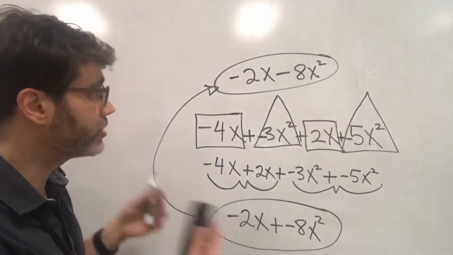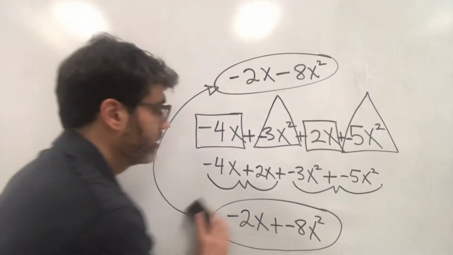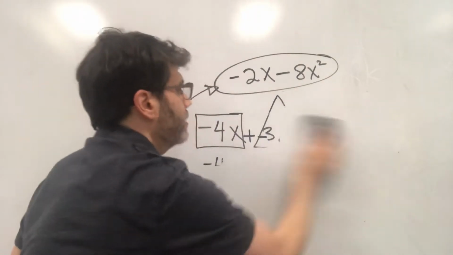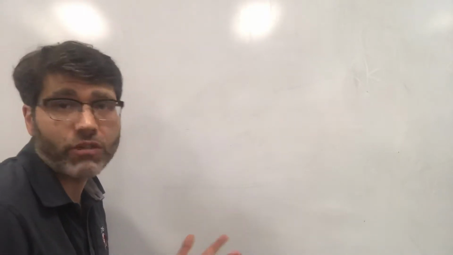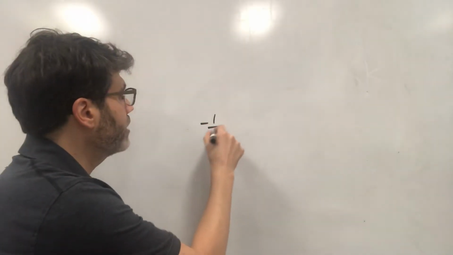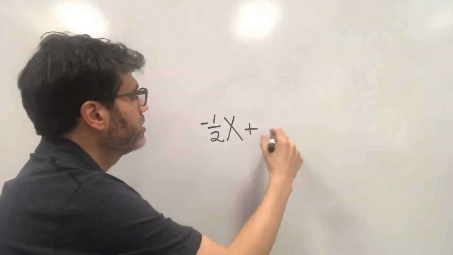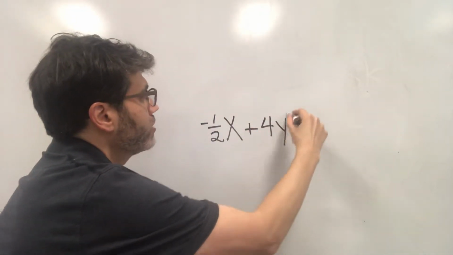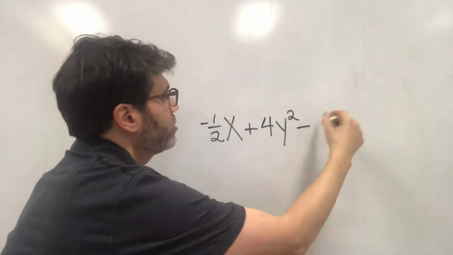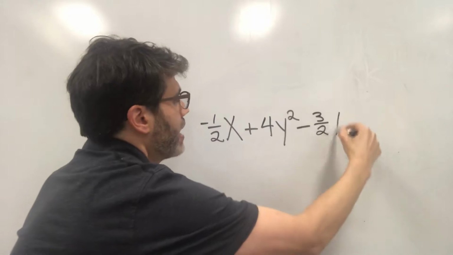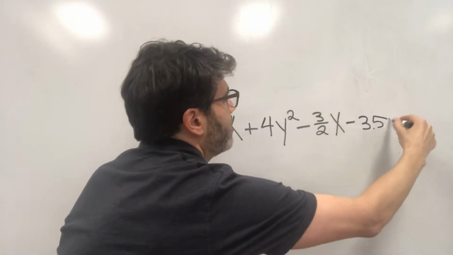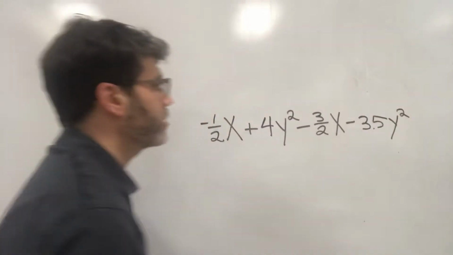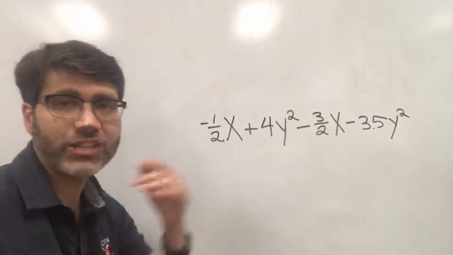So now that you know that there's lots of ways to still get a right answer, we can do a little bit more practice of rearranging things, okay? And I don't want you to feel not confident if there's some fractions involved. That's fine as well. So let's say there's -1/2 x plus 4y squared minus 3/2 x minus, let's say, 3.5 y squared. Okay, so we have some decimal, we got some fractions, we got some negatives.